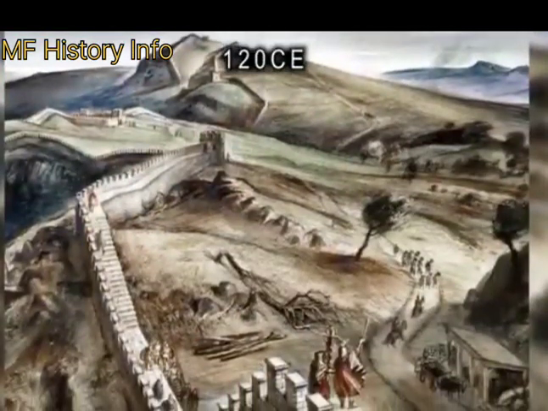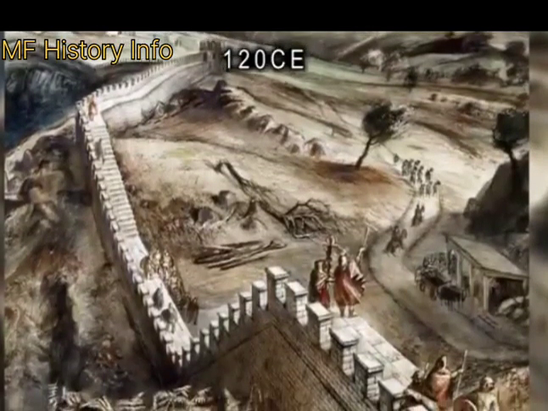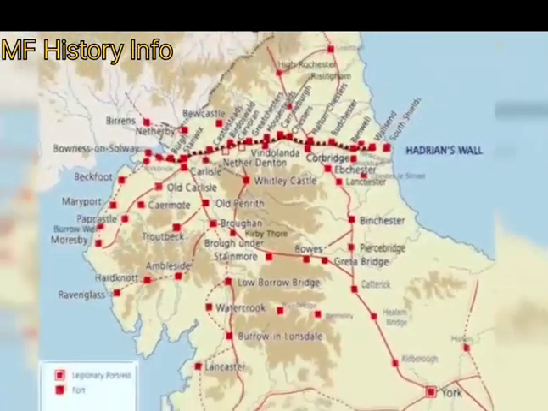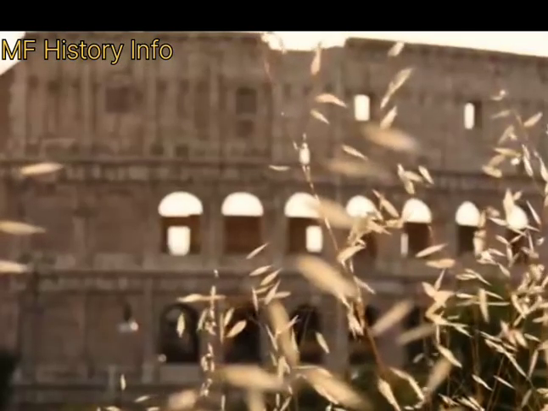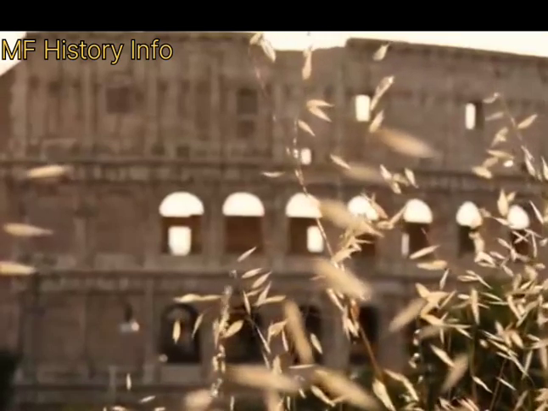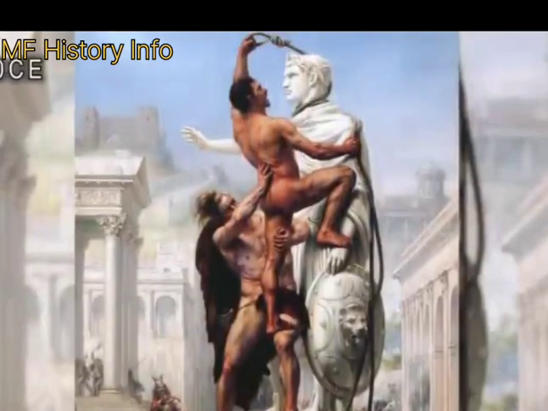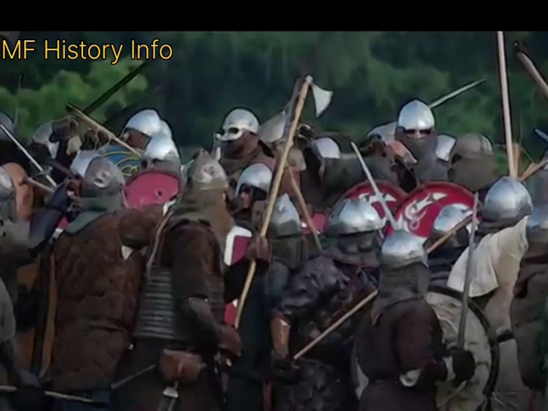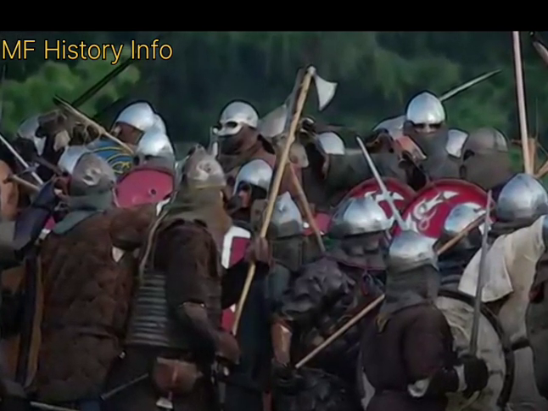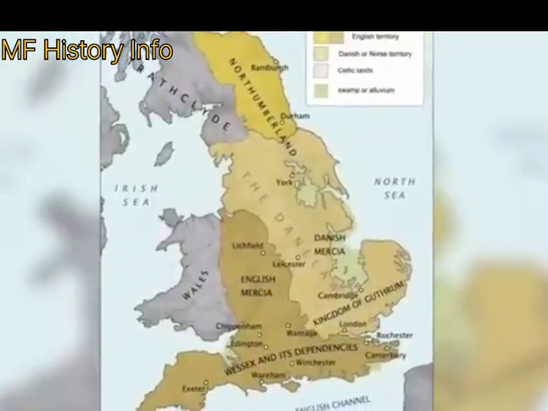In 120 CE, Emperor Hadrian commissioned a massive wall between England and Scotland to dissuade attacks from the Picts and Scots. Known as Hadrian's Wall, it marked the northern border of the Roman Empire. As the empire began to crumble, troops were withdrawn from England to defend Rome. But in 410 CE, it fell to a Visigoth army, and England was left to defend itself. 40 years later, around 450 AD, Vortigern, a local ruler, invited Danish mercenaries to defend his area of England from attacks led by the Picts and Scots.